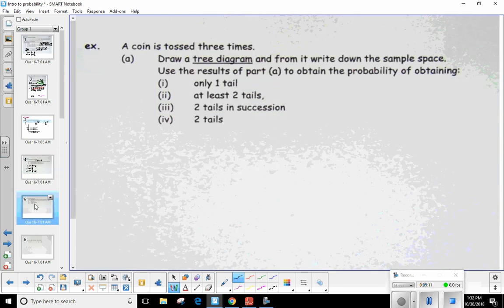All right, well, let's try this one. A coin is tossed 3 times. Draw a tree diagram, and from it, write down the sample space. Use the results of part A to obtain the probability of obtaining 1 tail, at least 2 tails, 2 tails in succession, or just 2 tails. All right, so let's start with the tree diagram. Take about 30 seconds. We're going to flip a coin 3 times. What you're doing is trying to show visually all the different possible outcomes of flipping a coin 3 times. So let's just start with the tree diagram, and then we'll go back to the probability.